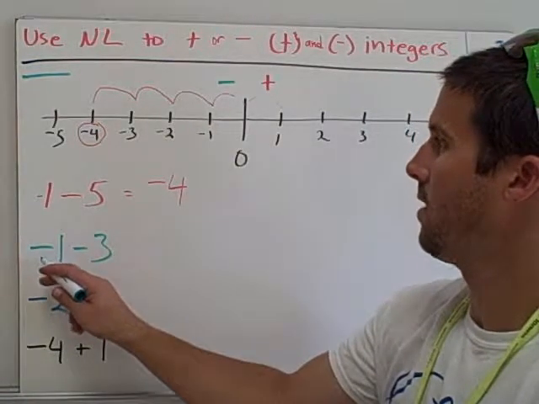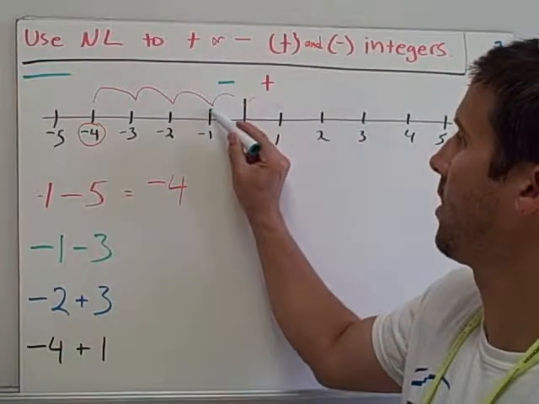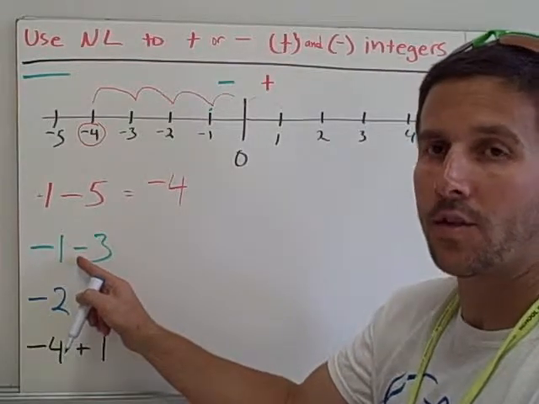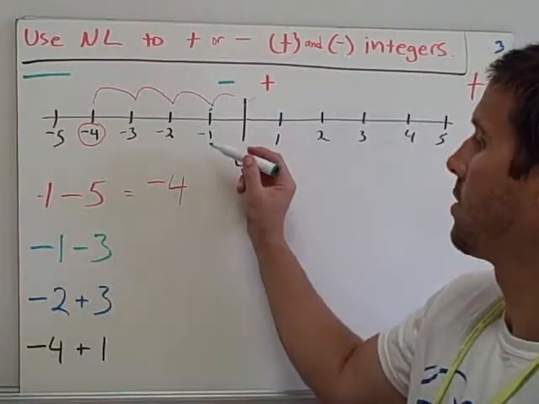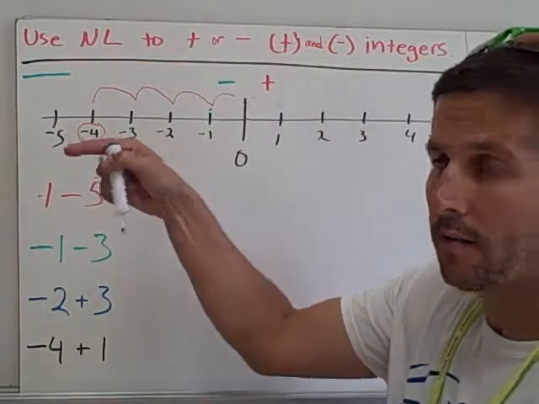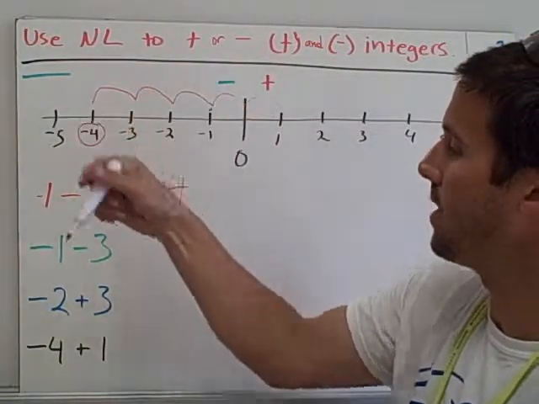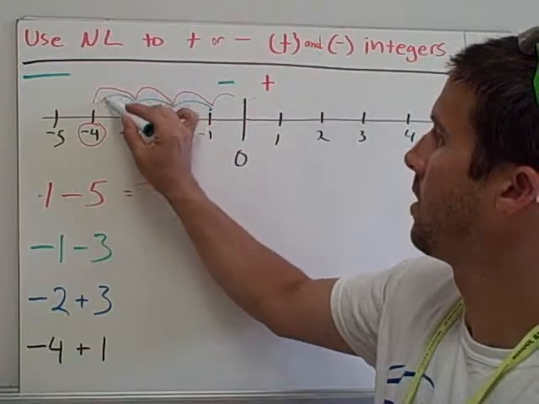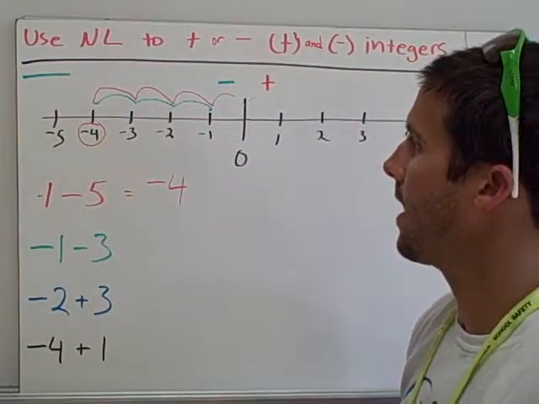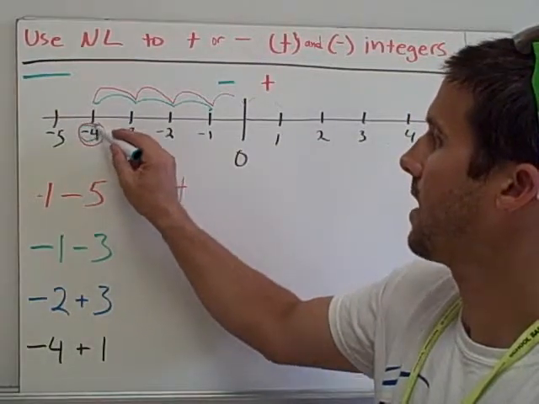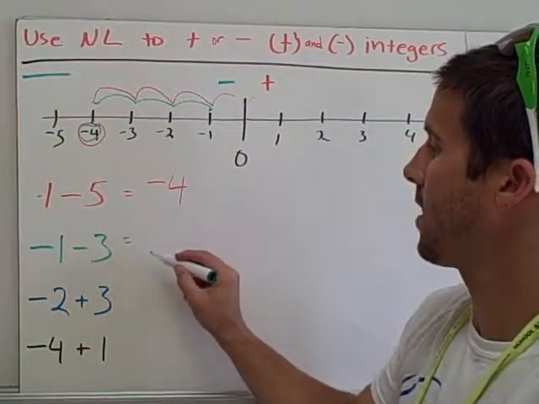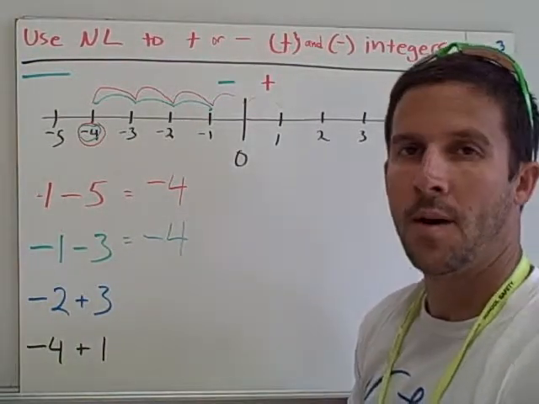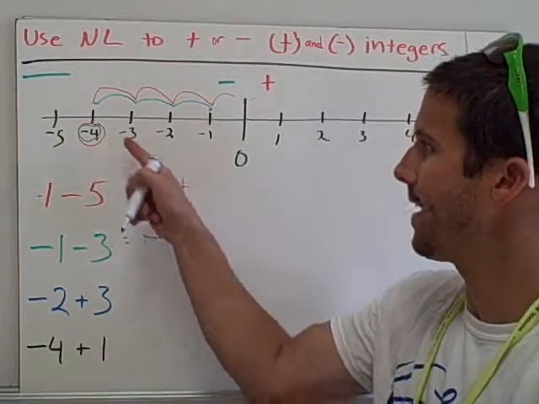We have a -1. So let's say we're going to start off with -1. And I have a -3. So the minus tells us we're going that way, not this way. We're going toward the negative side. We're going to go 3 times. 1, 2, 3. And look at that. It's actually the same answer. We just got to it a different way. -1 minus 3 equals a -4.